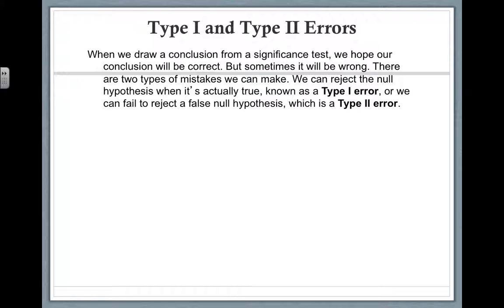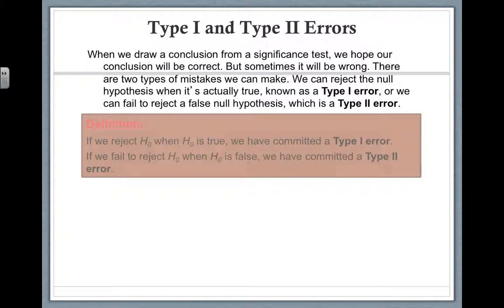So when we draw a conclusion from a significance test, we hope our conclusion will be correct, but sometimes it won't be. There are two types of mistakes we can make. We can reject the null hypothesis when it's actually true. This is going to be known as our type 1 error. Or we can fail to reject a null hypothesis when it's false. This is going to be a type 2 error.